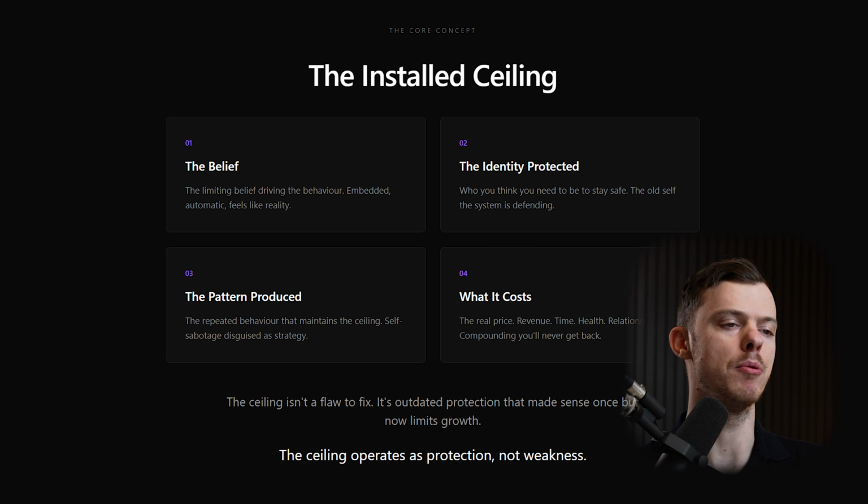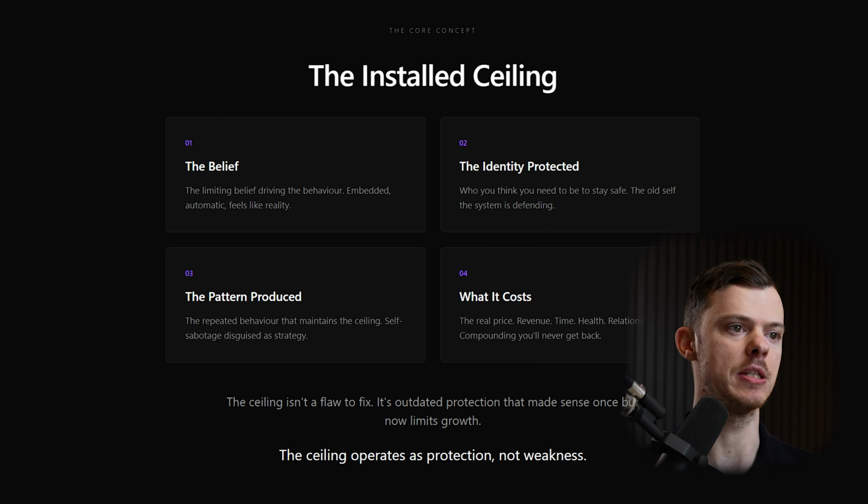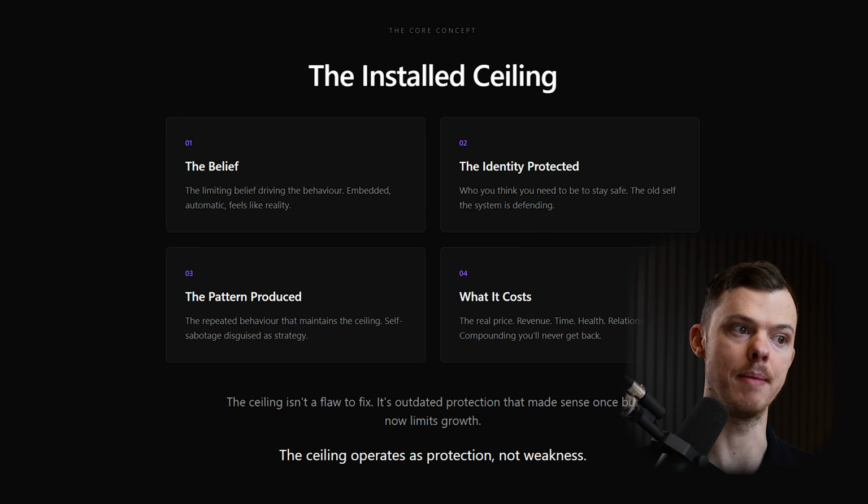And here's what most people don't understand. The ceiling operates as protection, not weakness. At some point, your system installed this ceiling to keep you safe, based on past experience, based on what you've learned about what happens when people exceed certain limits. The ceiling isn't a flaw to fix. It's outdated protection that made sense once, but now limits your growth.